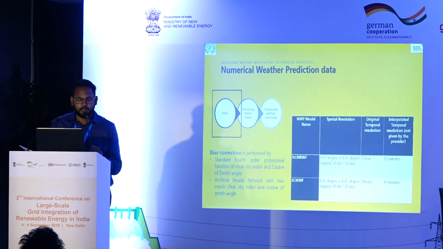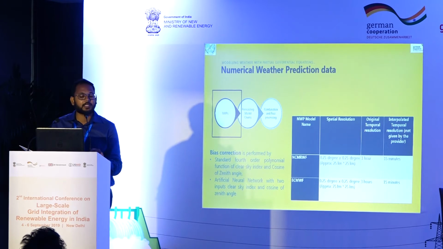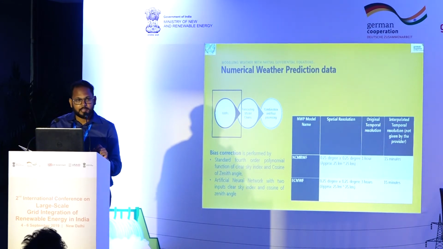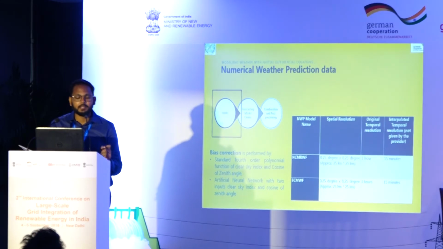We developed these algorithms in our facility at NIWE. So we use a standard fourth order polynomial function which is a function of two variables, clear sky index and cosine of zenith angle. So clear sky index will give the attribute of solar irradiance, and cosine of zenith angle will give the attribute of the time of the day. So we will have a standard fourth order polynomial which will take into account any bias correction which is required for the irradiation data obtained from the numerical weather prediction model, and it will be corrected with respect to the ground measurements.